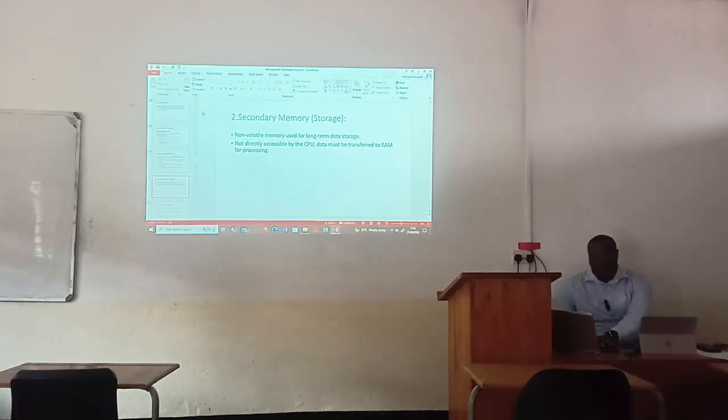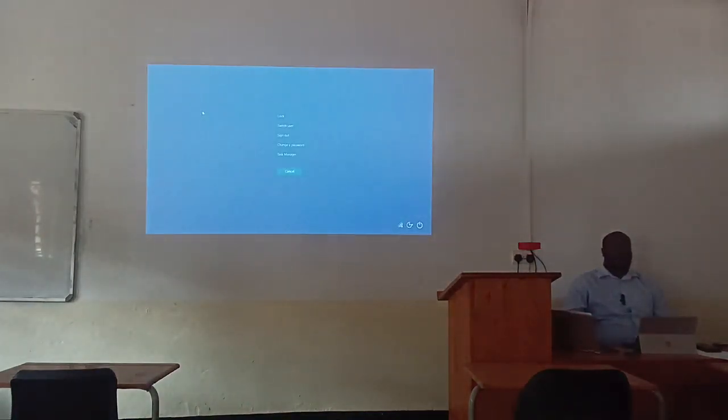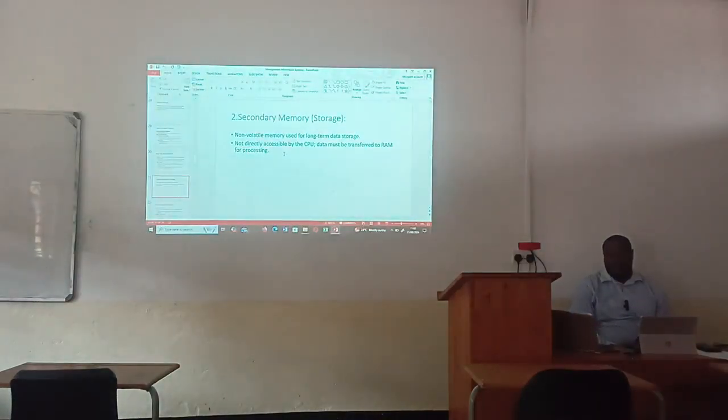Okay, so you press Control Alt Delete on the computer keyboard. Control, Alt and Delete at once. You can start with Control, and without releasing the Alt, you press Delete. Then it will give you a full screen like this one. Then you go to Task Manager.